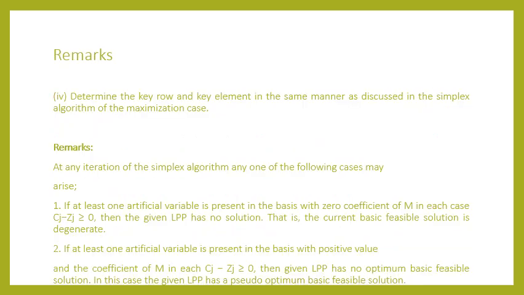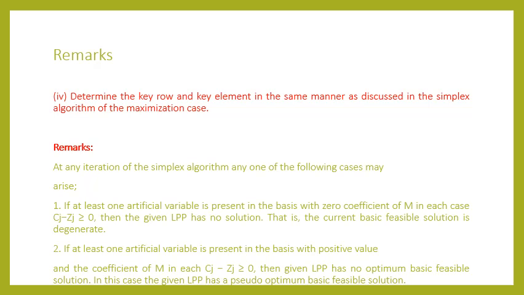To determine the key row and the key element: key row means the leaving row, the exiting row. Key element means the pivot element or key element, in the same manner as discussed in the simplex method or simplex algorithm of maximization.